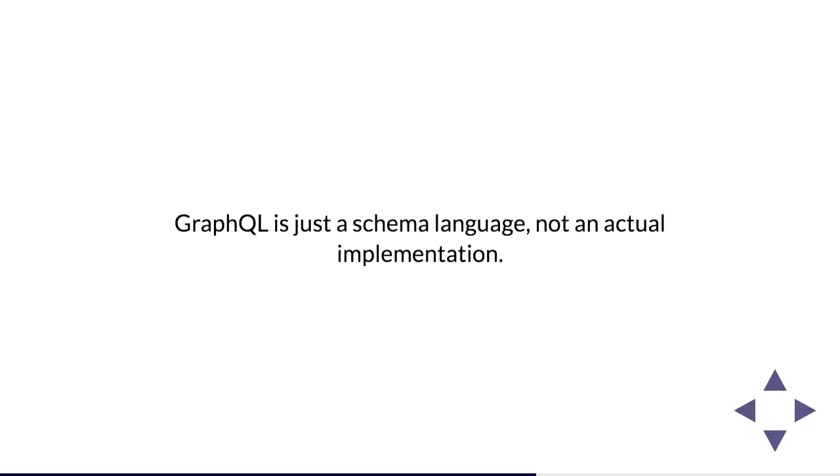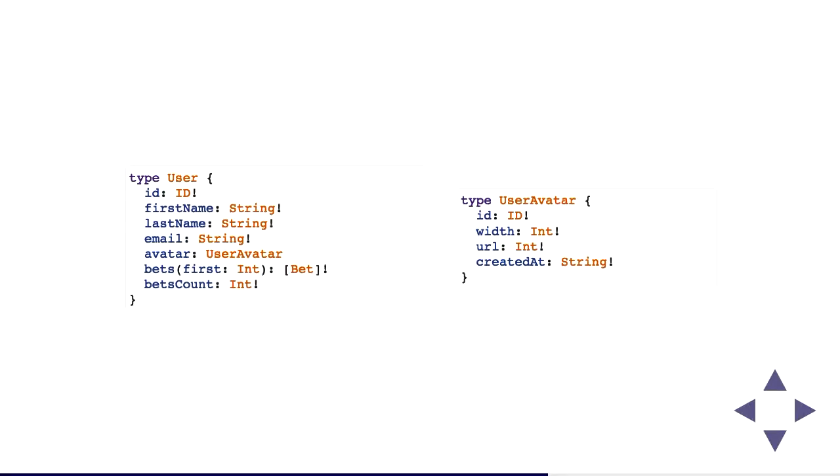GraphQL itself is only about the schema and not actual implementation. This is similar to what SQL is to the databases. So there's a SQL standard. The current one is, I think, SQL 2016. And there are actual SQL implementations in the databases. This is how schema looks like. You can see that there are some simple types like string, int. There's also float and boolean, and ID, which is string underneath.